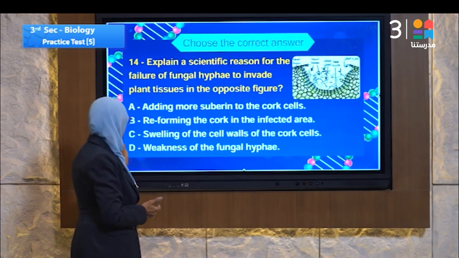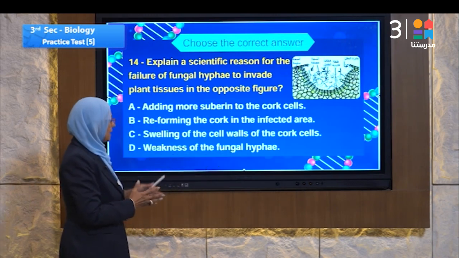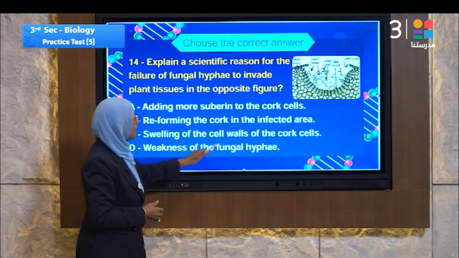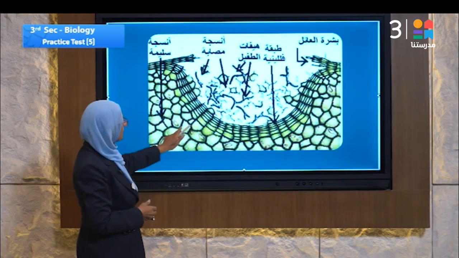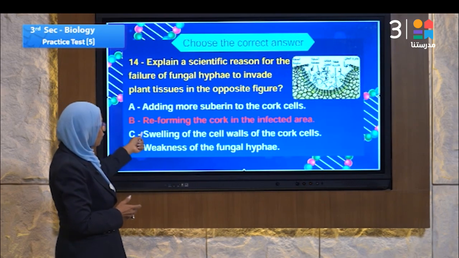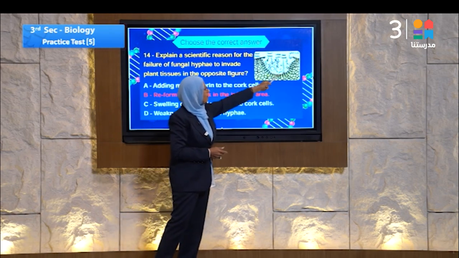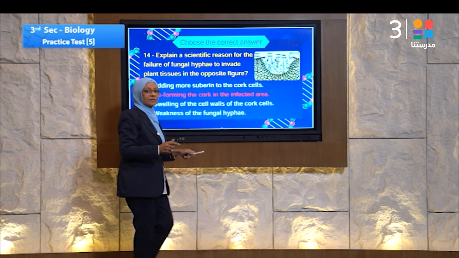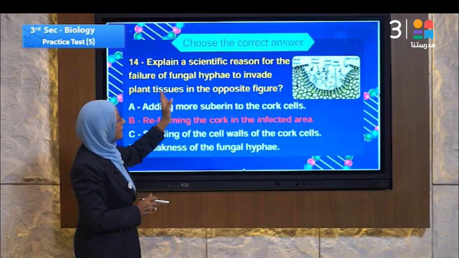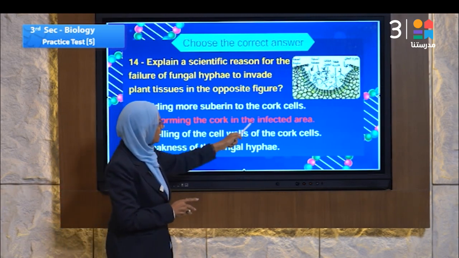Let's go to number C, swelling of the cell wall of the cork cells. Swelling means an increase in size. D, weakness of fungal hyphae. It's failed to penetrate, so the answer must be B, reforming the cork in the infected area. Here, the cork is reformed again. So the fungal hyphae cannot penetrate the cell by reforming the cork in the infected area.